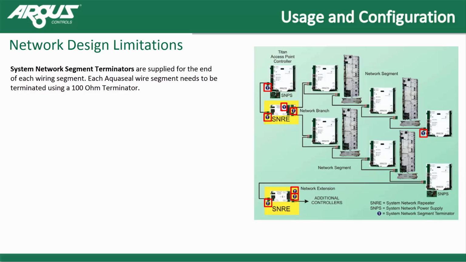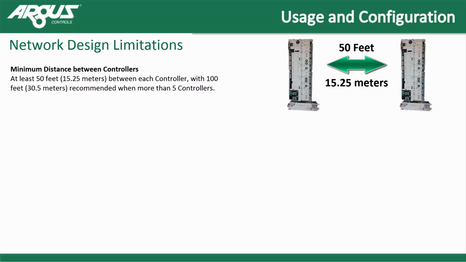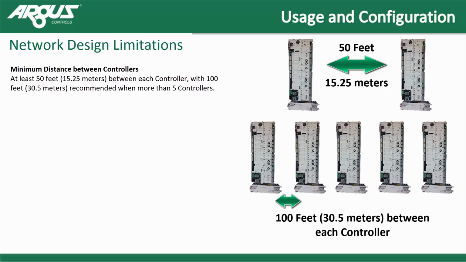System network segment terminators are supplied for the end of each wiring segment. Each Aquaseal wire segment needs to be terminated using a 100 ohm terminator. Please note, a system network power supply is only required as a power source if repeaters are used on the network. There's a minimum distance of 50 feet between each controller, with 100 feet preferred when using more than 5 controllers.